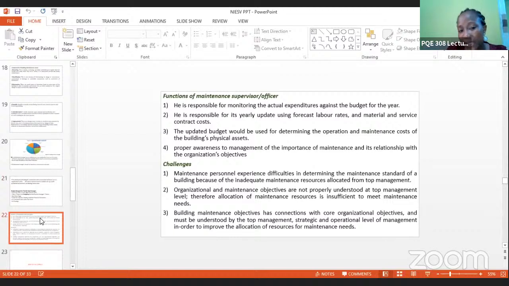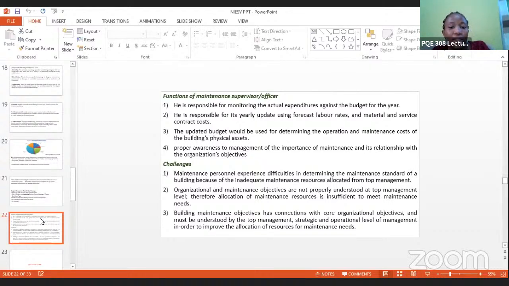Now, this is important. Functions of a maintenance supervisor or officer. You must know the functions of a maintenance supervisor or officer, and you must know their challenges, because every office comes with its own pros and cons. So what are the functions of a maintenance supervisor? He is responsible for monitoring expenditure against the budget for the year, and responsible for its yearly updates, because the budget they used last year might be different from what they are going to use this year. So he must be able to update.